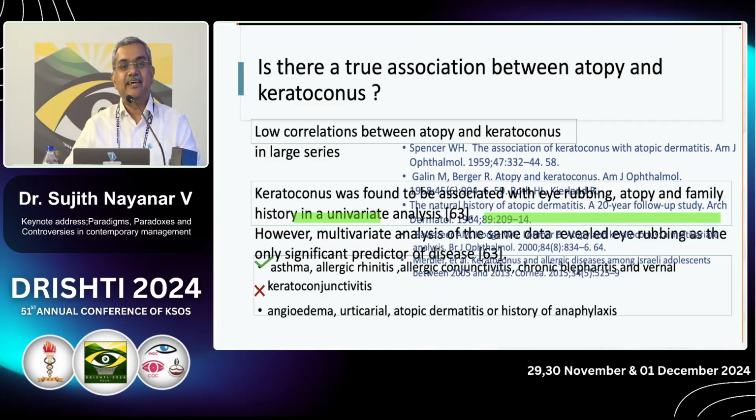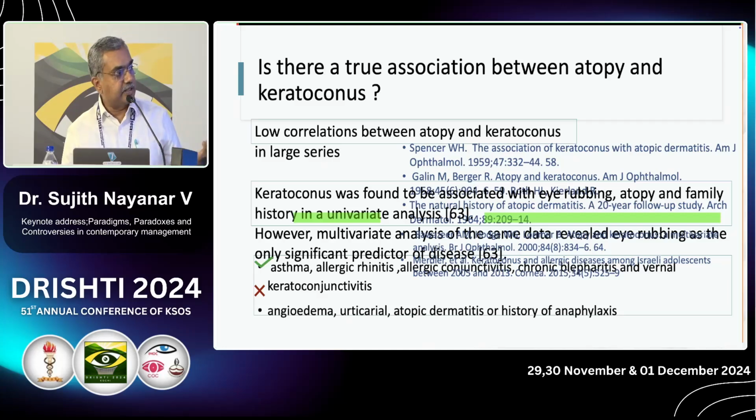So the question here is, is there a true association between atopy and keratoconus? We have been telling that allergy and keratoconus are so much related. But in a large series of studies, it has been shown that it is not the allergy that is actually associated, it's the eye rubbing. Yes, allergy is associated, but the strength of association is more for the eye rubbing rather than the atopy itself.